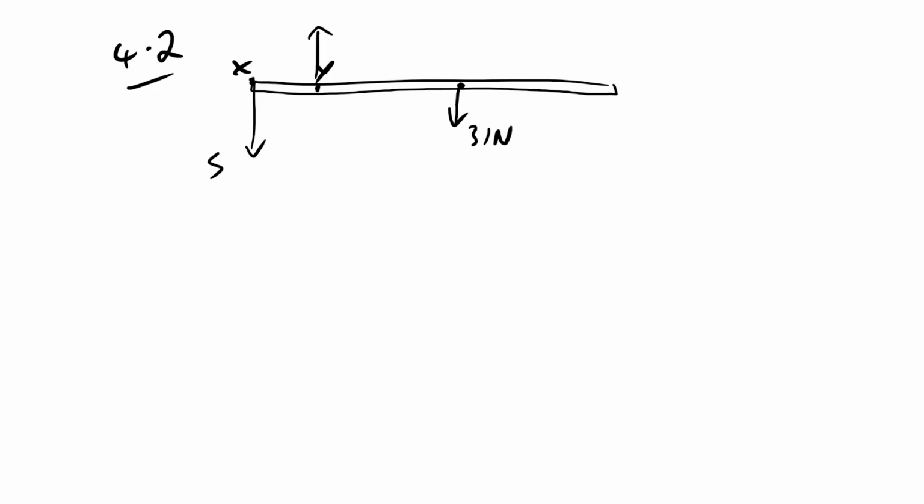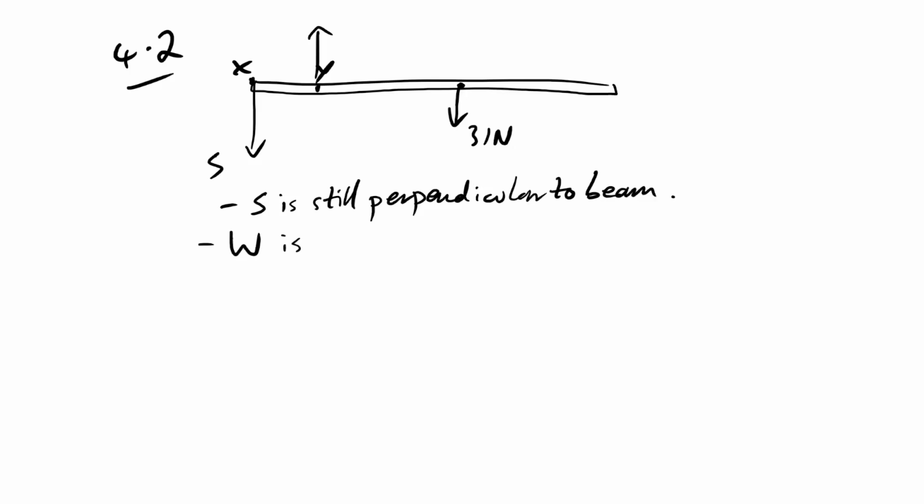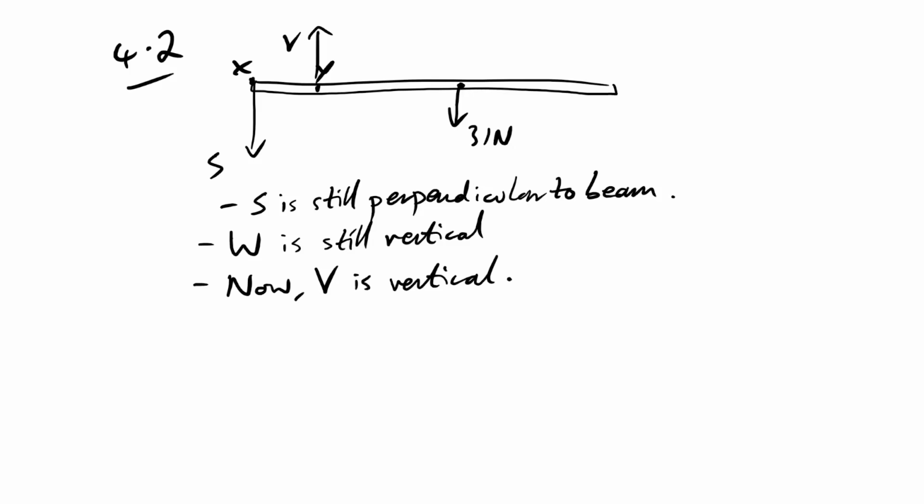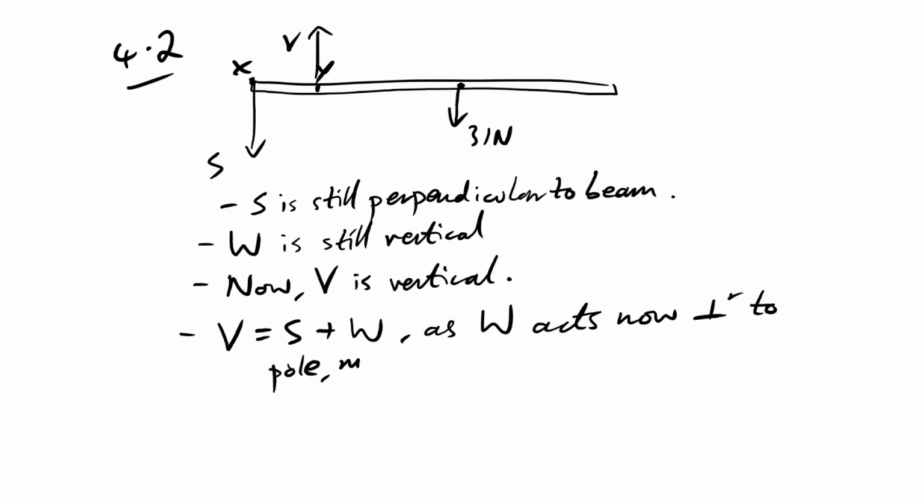Well, it should be similar, I guess, because we can say S is still perpendicular to the beam. We can say that weight is still vertical, but now V, which is there, is vertical. We can say just from equilibrium, when it comes to forces, that V must equal S plus the weight. We can say as weight acts now perpendicular to the pole, moment is greater, therefore V must increase to maintain equilibrium.